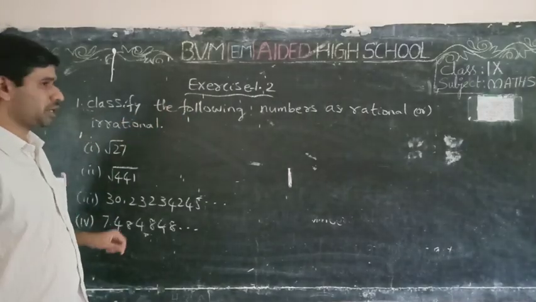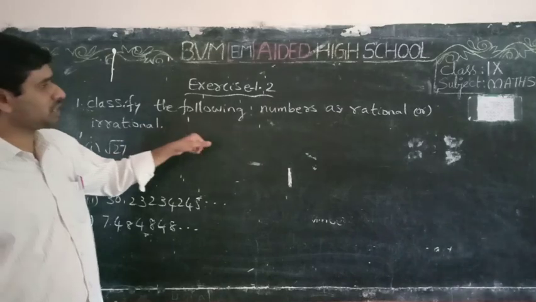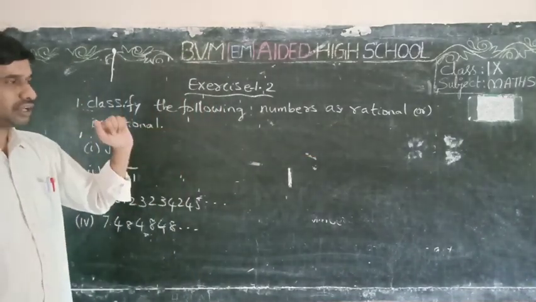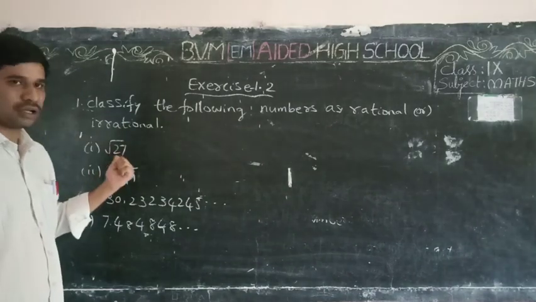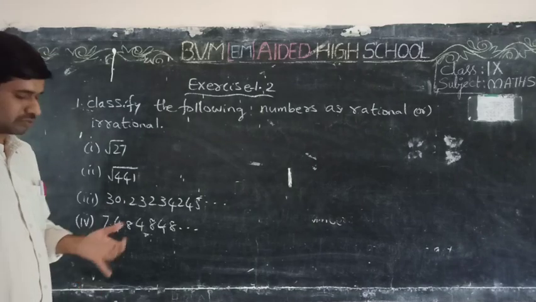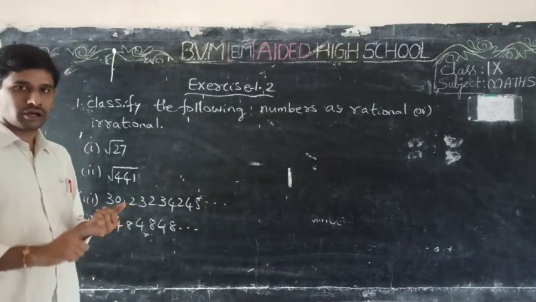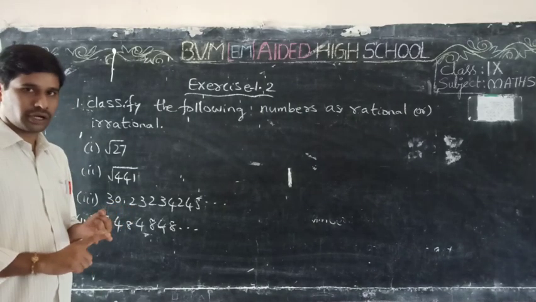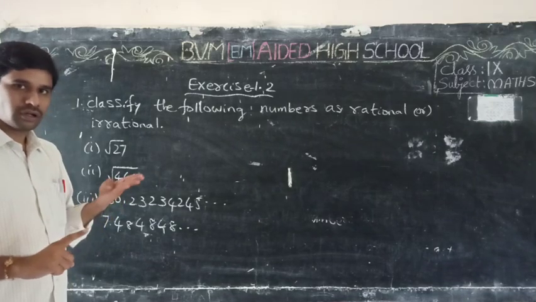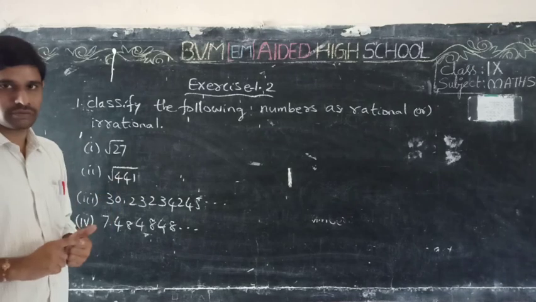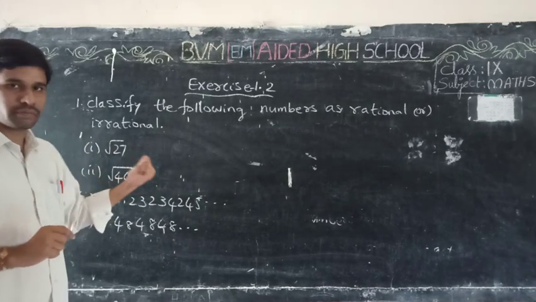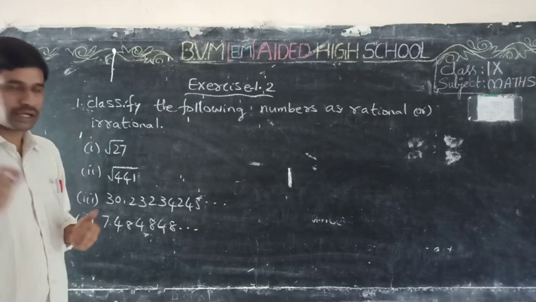Exercise 1.2: classify the following numbers as rational or irrational. By the definition of rational and irrational numbers, we have to classify these. If they are terminating, or non-terminating recurring, or square roots of perfect square numbers, or in p by q form, we say those are rational numbers. If it is a non-terminating, non-recurring decimal or the square root of a non-perfect square number, we say it is an irrational number.